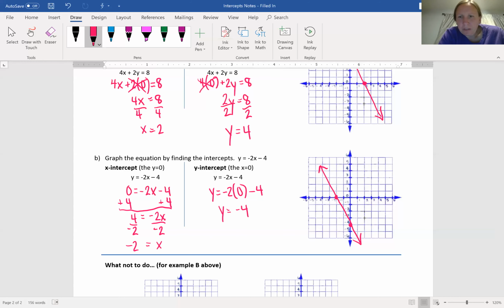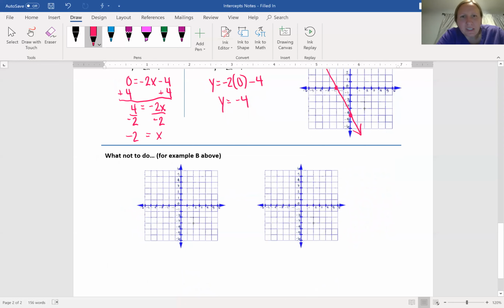Okay, and finally, we're going to finish with what I like to call what not to do. Okay, I've seen it all. So this is what you shouldn't do when you're graphing intercepts. And yes, I have seen this. So for example, B, we got an x-intercept of negative 2 and a y-intercept of negative 4. And when I say graph your line, this is what I get sometimes. They put a dot right there. And if you're wondering where that dot came from, it's because they took the x is negative 2 and the y of negative 4 and put it together and made a single ordered pair.